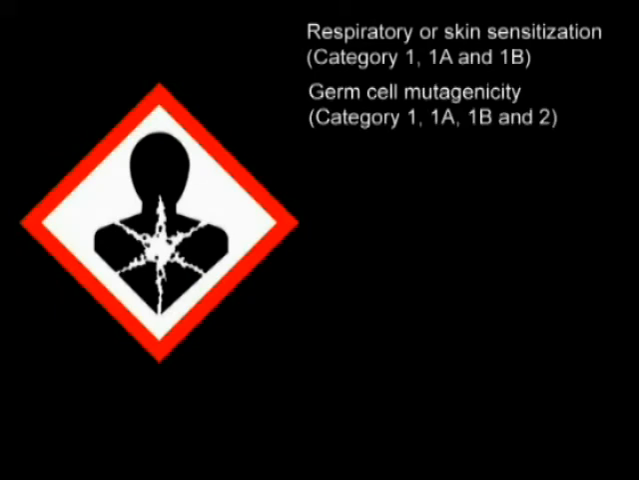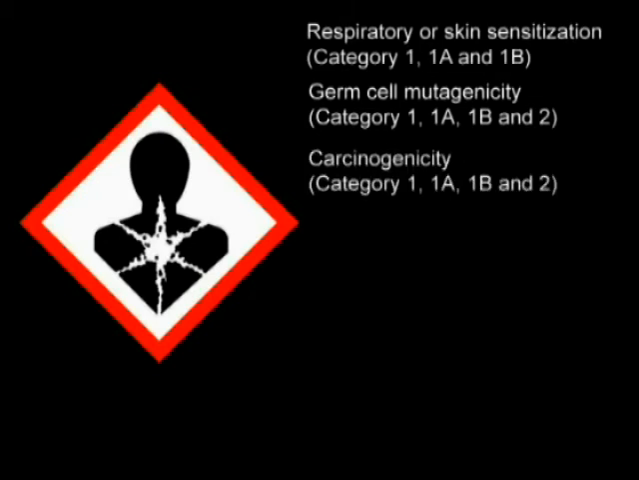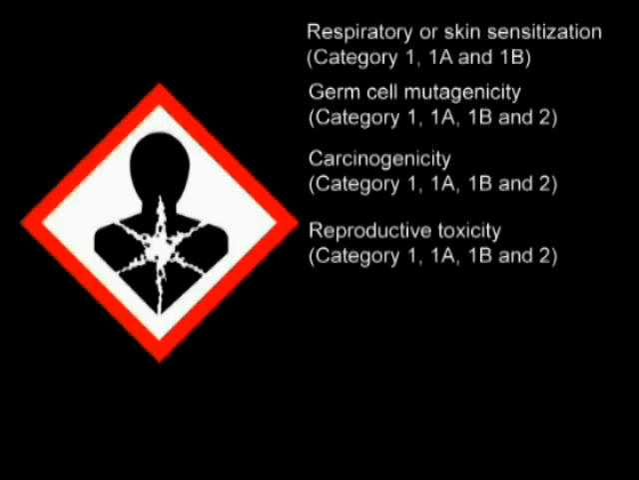Germ cell mutagenicity, Category 1, 1A, 1B, and 2. This hazard class includes products that may cause or are suspected of causing genetic defects. Carcinogenicity, Category 1, 1A, 1B, and 2. This hazard class includes products that may cause or are suspected of causing cancer. Reproductive toxicity, Category 1, 1A, 1B, and 2. This hazard class includes products that may damage or are suspected of damaging fertility or the unborn child.